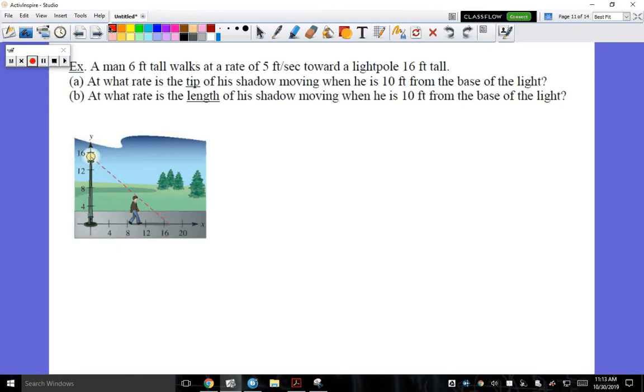Okay. So a man 6 feet tall walks at a rate. Let's pretend like he's walking this way. Turn his body and walk the other way. All right, he's moonwalking. There we go. Moonwalks. There you go.